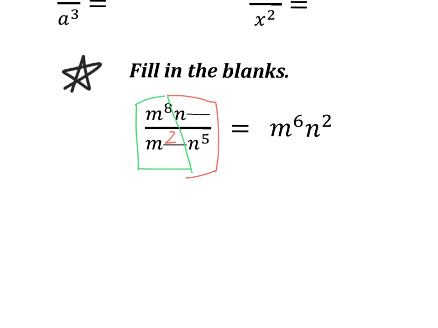What about for n? Well, n to the something over n to the 5th, so something minus 5 has to equal 2. What minus 5 equals 2? 7 minus 5 equals 2. So that other blank would be a 7.